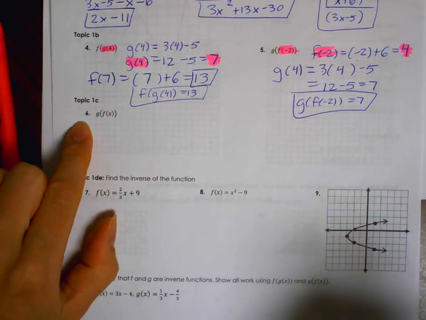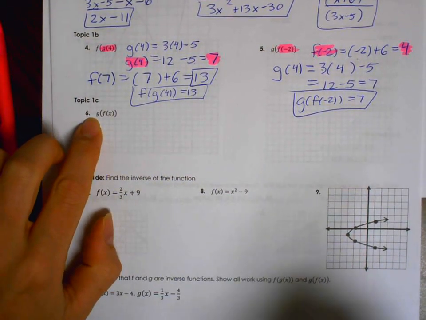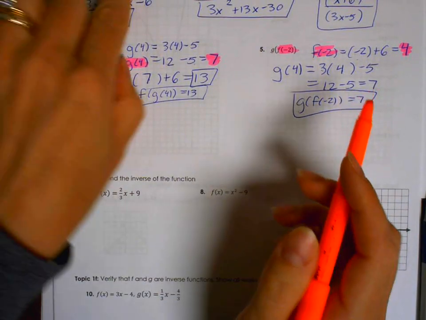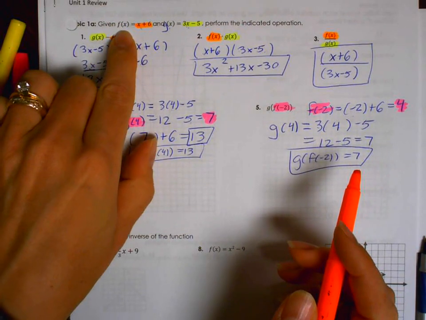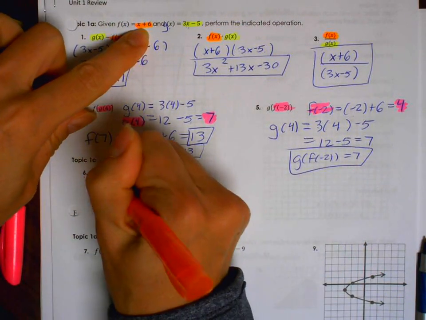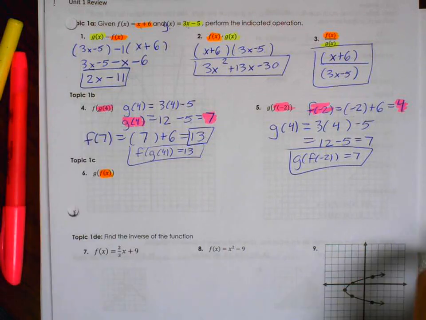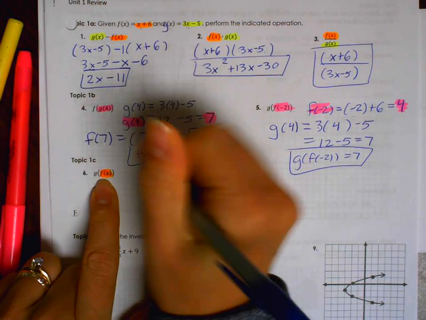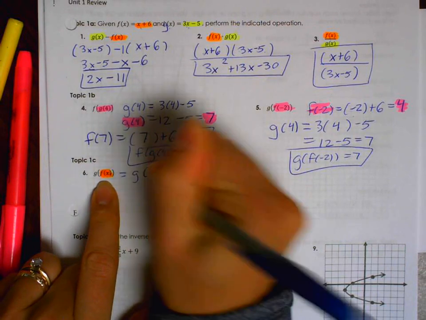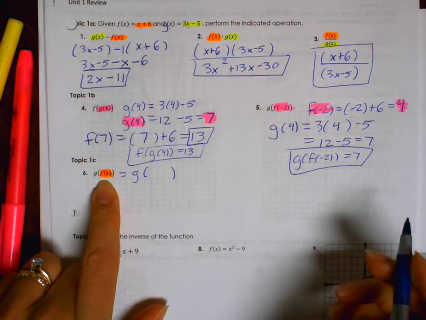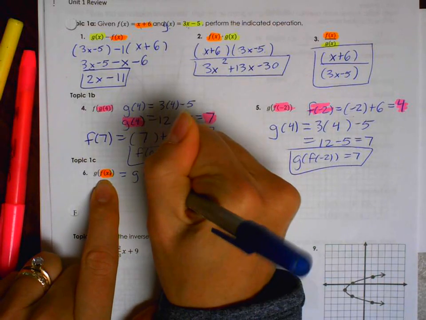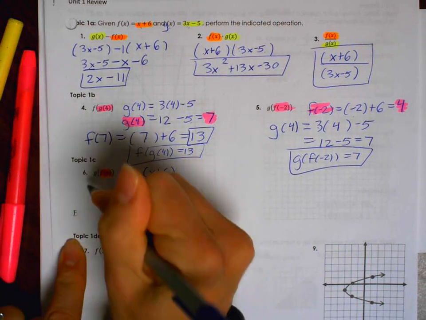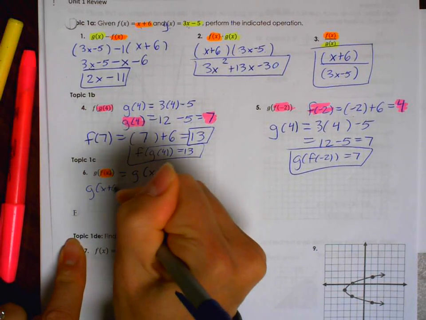Okay, continuing on with the Unit 1 review sheet, we're looking at number 6. So 6 is g of f of x. Remember up here, way on the top, we said f of x is x plus 6, and we're starting with our inside. So I'm going to replace f of x with x plus 6. So now I have g of, instead of f of x, we're saying x plus 6. Okay, so now I need to know what is g of x plus 6.